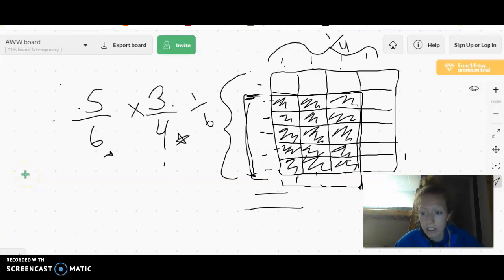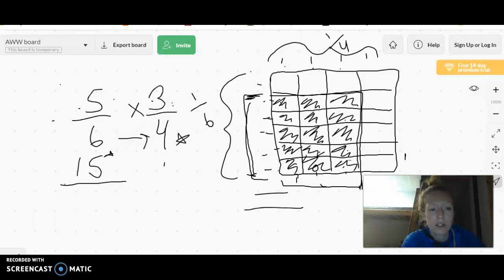Okay, do you have all your tiles shaded? Wonderful. All right, so now you're going to count up all your tiles. 1, 2, 3, 4, 5, 6, 7, 8, 9, 10, 11, 12, 13, 14, 15. You may have already taken the leap and noticed that 5 times 3 is 15, and if we count them, that's also what we get. So we know that we're on the right track. And now, what's my denominator?